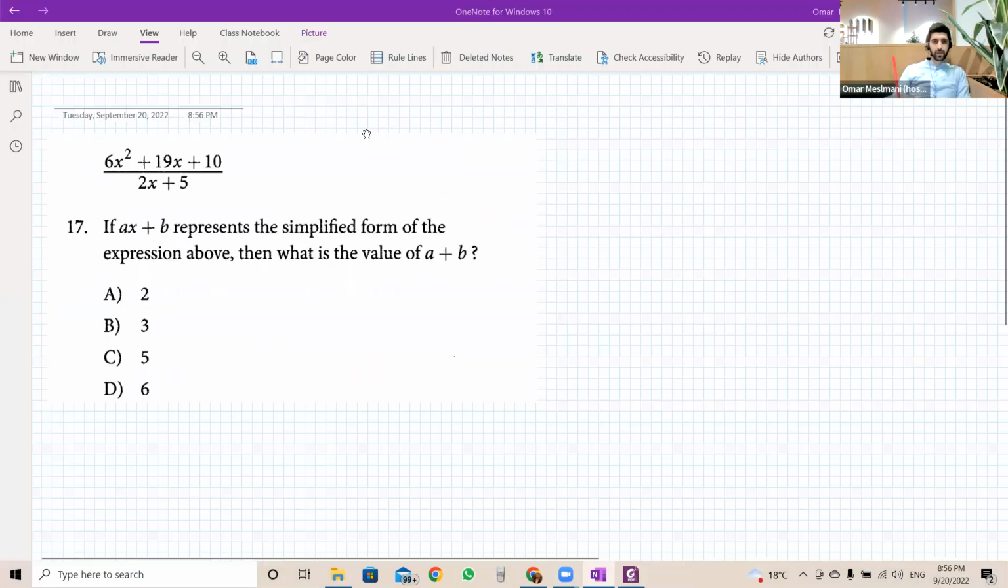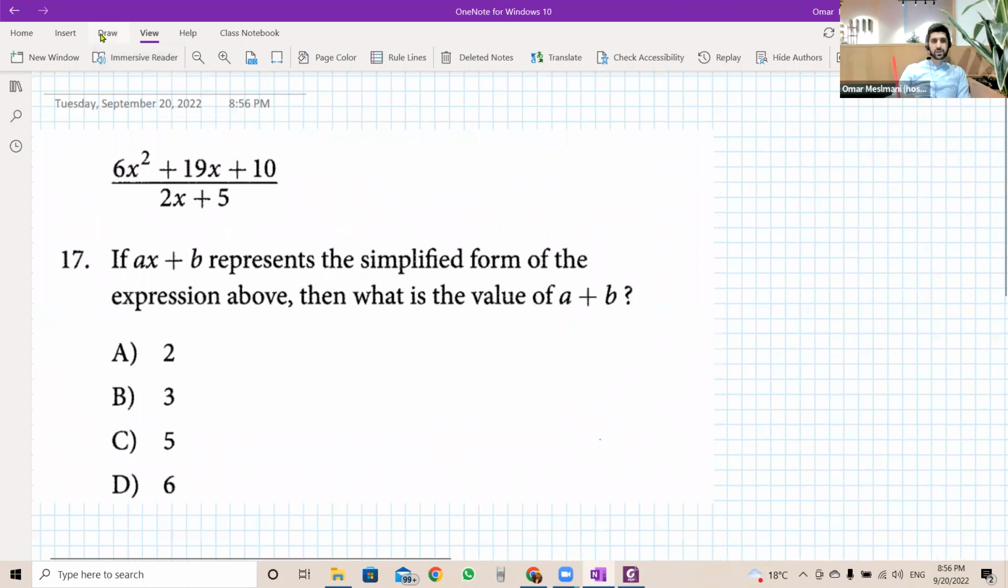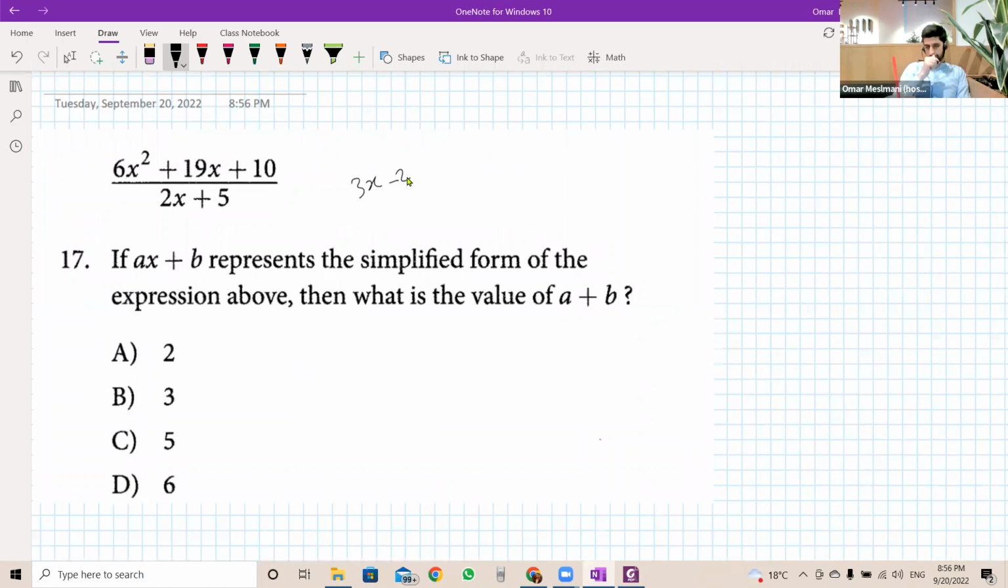Yeah, okay. Mister, I found the answer. Now what do I do? It says: if ax plus b represents the simplified form of the expression above. All right, what is the answer you found? 3x minus 2. 3x minus 2, that's a mistake. You have a mistake. Let me show you.